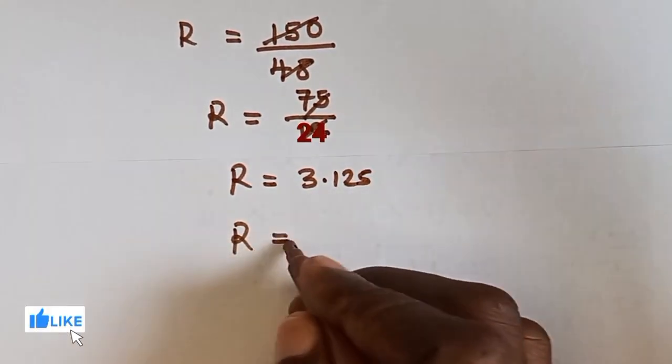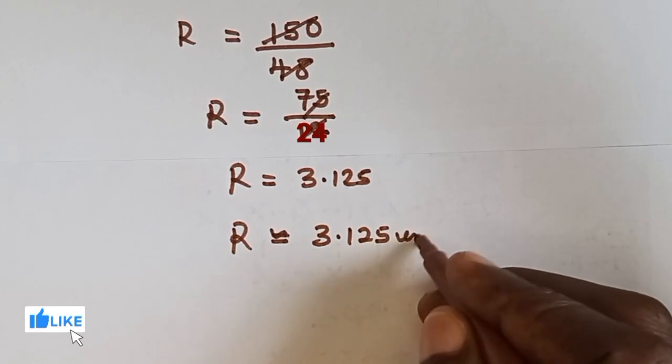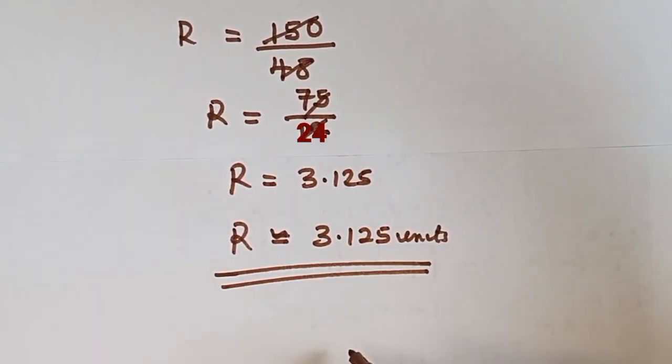Therefore, the radius of the circle is approximately 3.125 units. Right, so this is the radius of the circle.